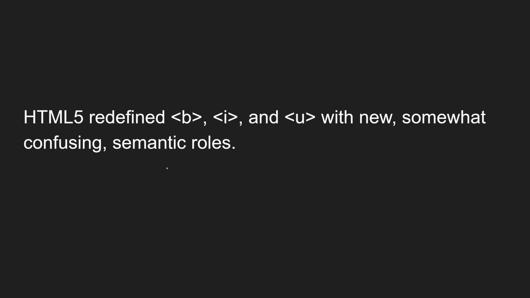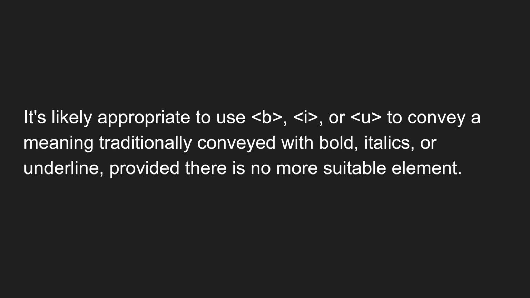HTML5 redefined B, I and U with new, somewhat confusing semantic roles. So HTML5 has brought back these three elements with new meanings, but it is still a bit confusing. It is likely appropriate to use B, I or U to convey a meaning traditionally conveyed with bold, italics or underline, provided there is no more suitable element. For example, if you want to show a bold word but you are not able to find any suitable element, you can use these elements.